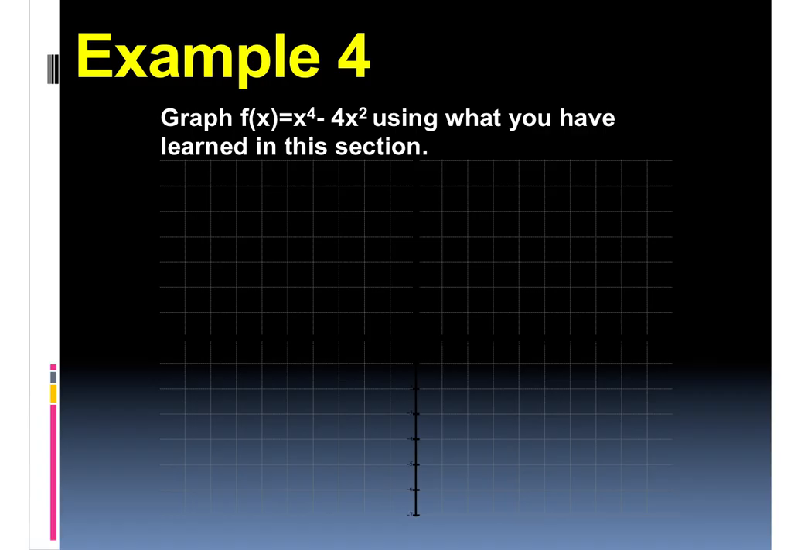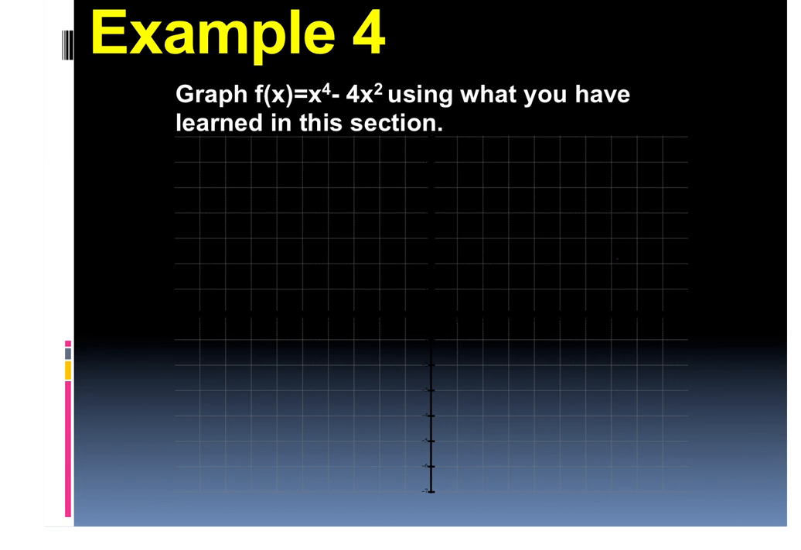All right, we're going to go through 1 from start to finish. We'll see if we can get to the second one. I know you can't see the axis, but it's here. Okay, this says graph f of x equals x to the 4th minus 4x squared using what you've learned in this section. So we're going to kind of put it all together.